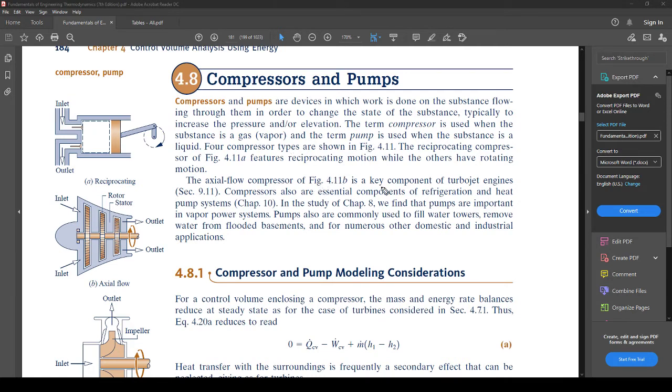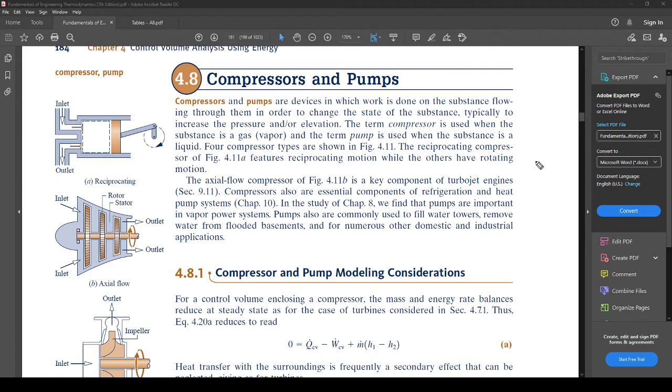All right, so it says 4 compressor types are shown in Figure 11. The reciprocating compressor, Figure 11A, features reciprocating motion while others have rotating motion. It says the axial flow compressor, 11B, is a key component of turbojet engines, also true. Compressors are essential components of refrigeration and heat pump systems, also true. Vapor, that would be in Chapter 10, which is refrigeration, in the next class, not in this one. In the study of Chapter 8, we find that pumps are important in vapor power systems.